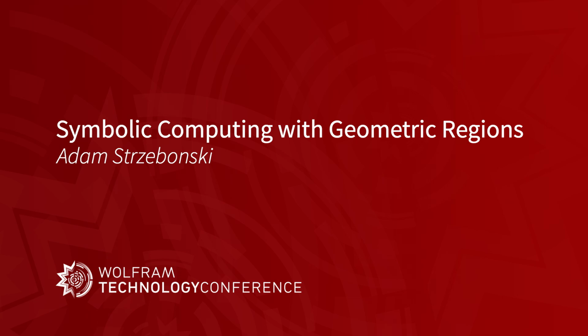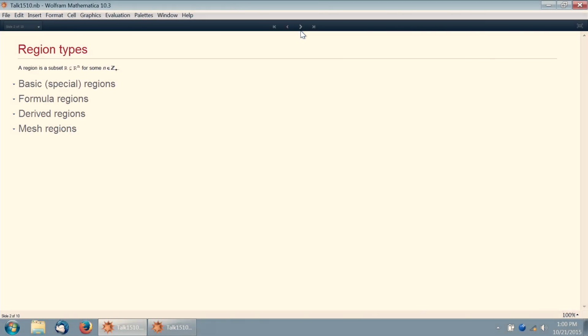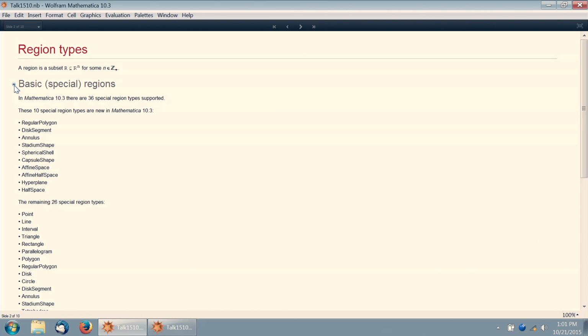So let's see. We have many region types in Mathematica. So the basic categories are special or basic regions, formula regions, derived regions, and mesh regions. And the region type I'll be concentrating on in this part of my talk is basic regions. So what are basic regions? Basic regions are some named geometric objects.